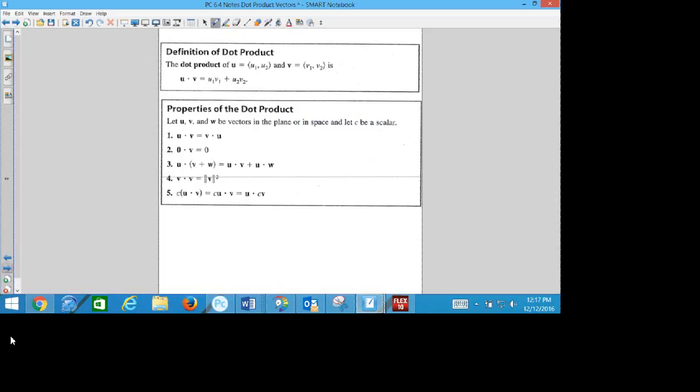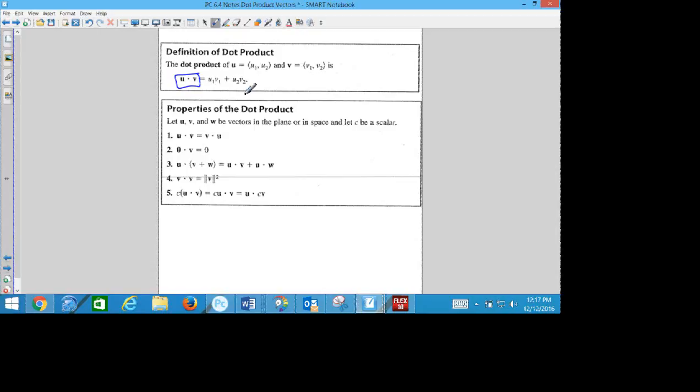The first thing that we're going to look at is the definition of dot product. The dot product is used when you multiply 2 vectors together. U times V, those are vectors. And to do that, you're just multiplying the 2 x's plus multiplying the 2 y's. There's the formula.